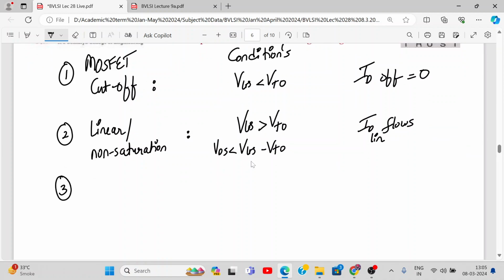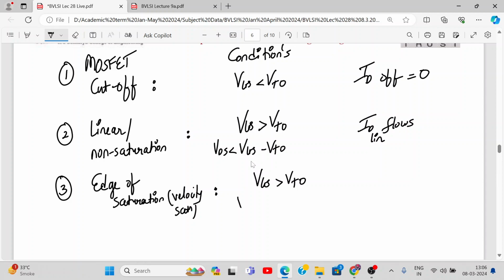Then we have edge of saturation, or normally they call it velocity saturation. This point is called velocity saturation or edge of saturation. Which point is this? VGS greater than VTO, VDS is equal to VGS minus VTO. I hope you are following. Here we call it ID lin flows. It reaches the maximum value. So ID reaches the maximum value at edge of saturation.